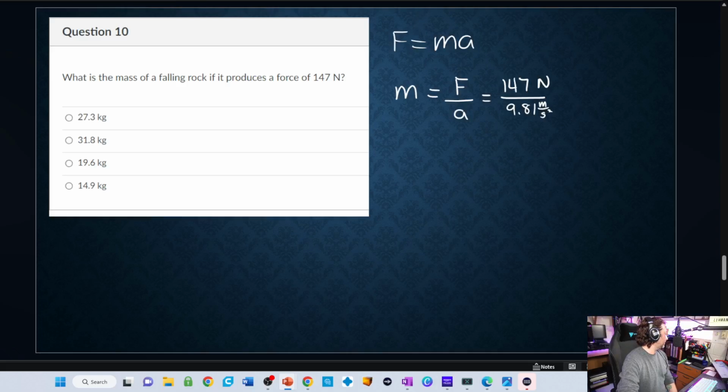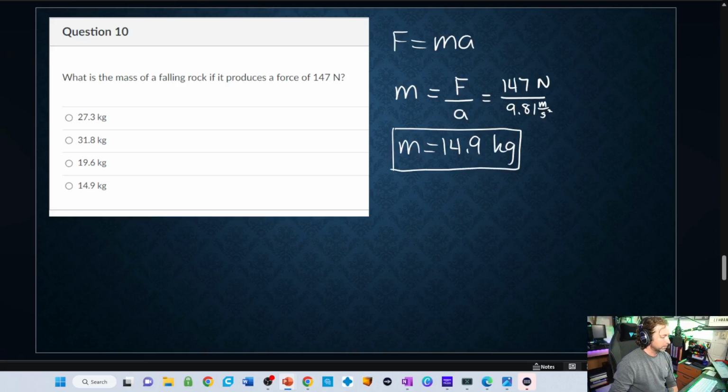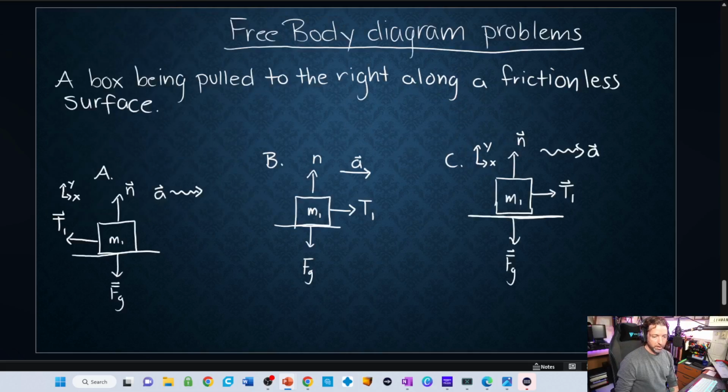So let's see. Where was that question? 14.9. Let's look at 0.9. So that's just a simple F equals ma. And I know that is question 10, but I wrote a couple more here for you.